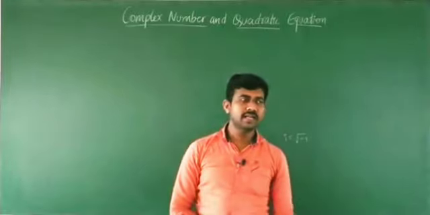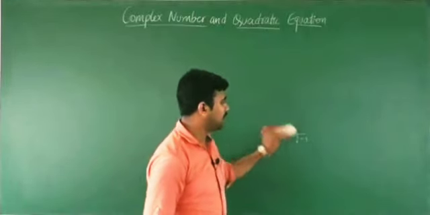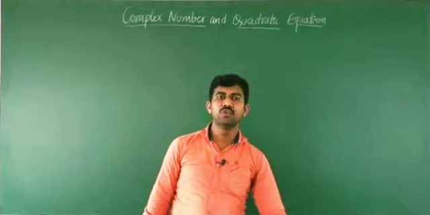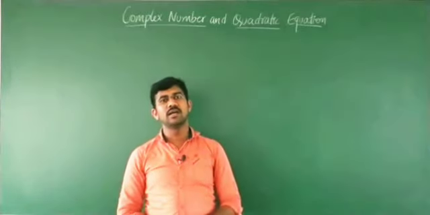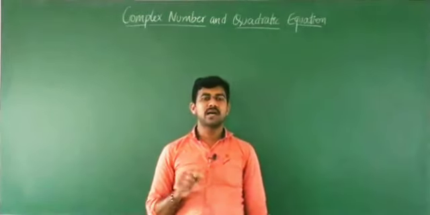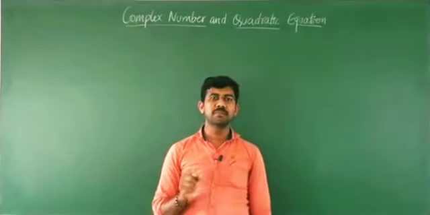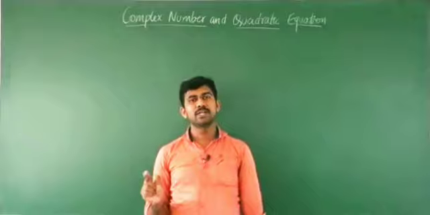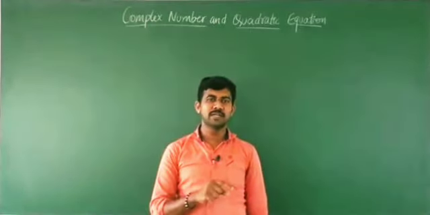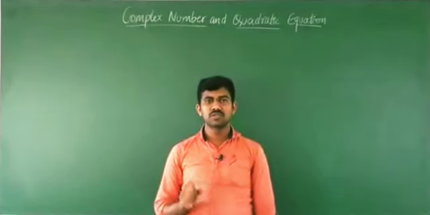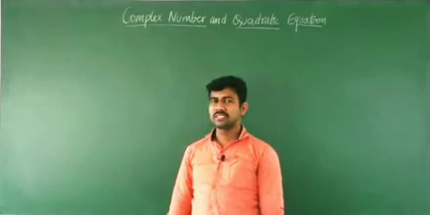And there we saw the equality of complex numbers. When two complex numbers are said to be equal, then their corresponding parts are equal. Means the real part of the first complex number is equal to the real part of the second one, and the imaginary part of the first complex number is equal to the imaginary part of the second complex number. So those we saw in our previous session.